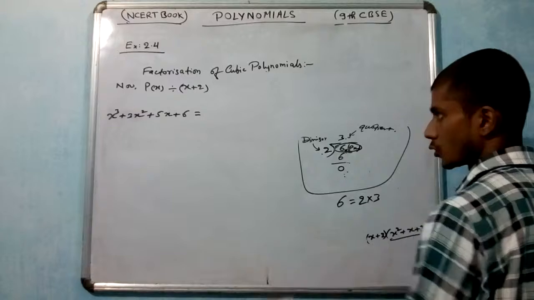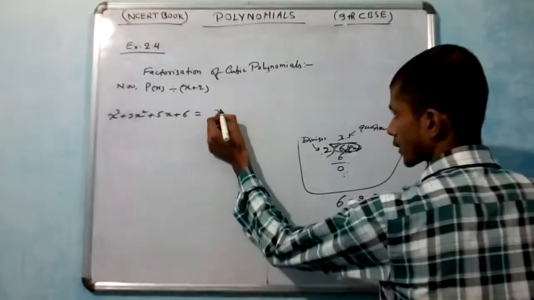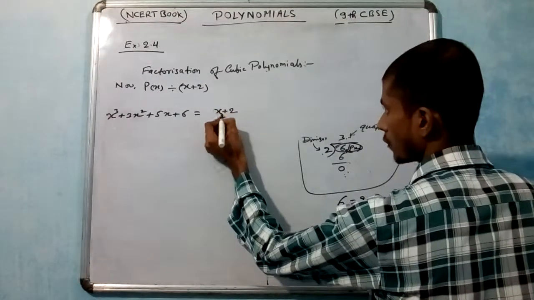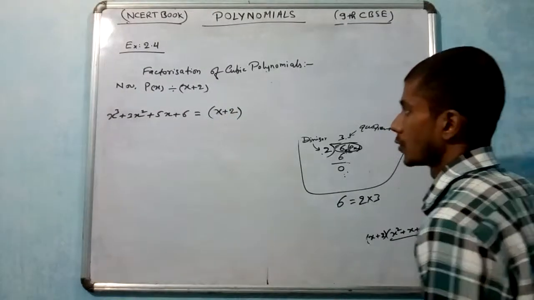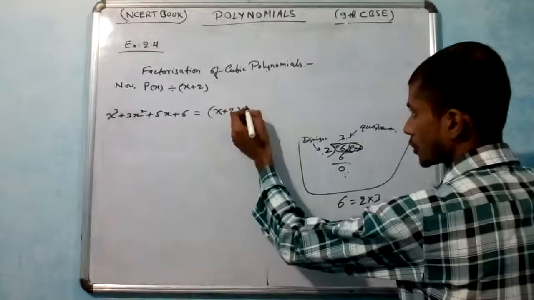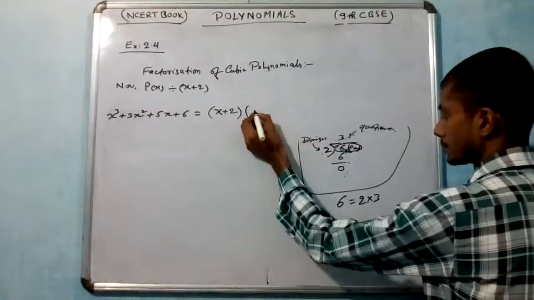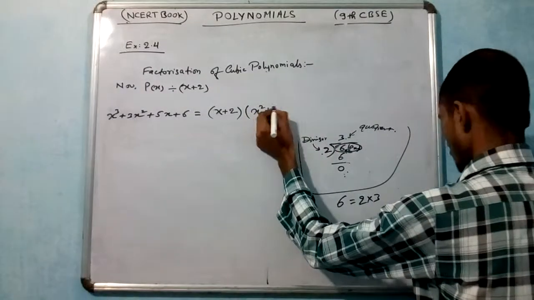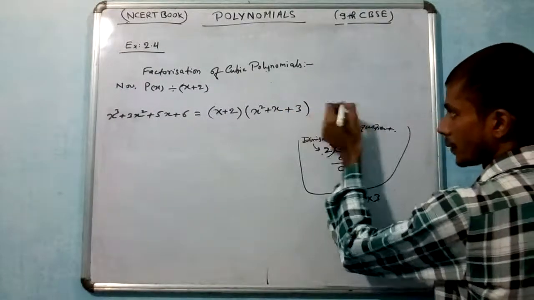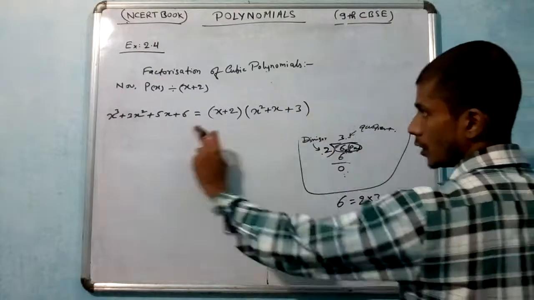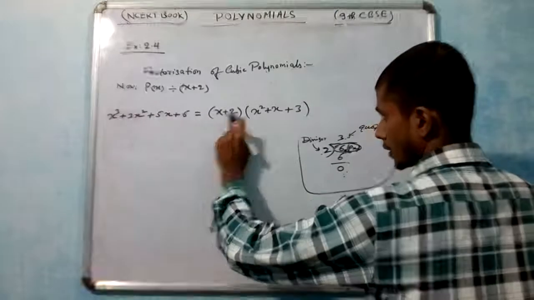In the division you see in your notebook, what was the divisor? x plus 2. This was the factor we found initially. So this divisor into quotient. What was the quotient? x square plus x plus 3. No need to write plus remainder, as the remainder was 0. So we wrote dividend is equal to divisor into quotient.